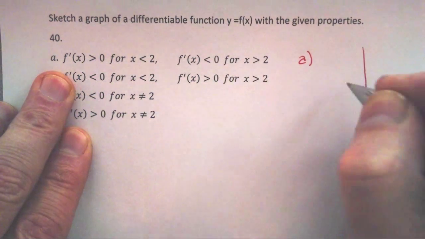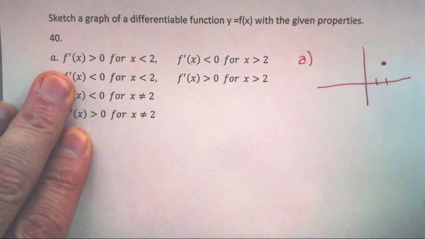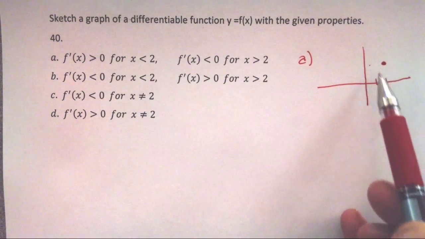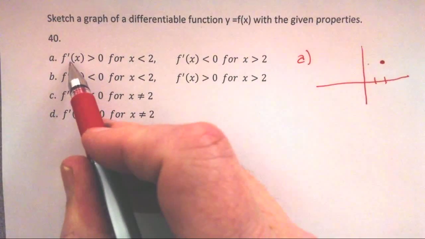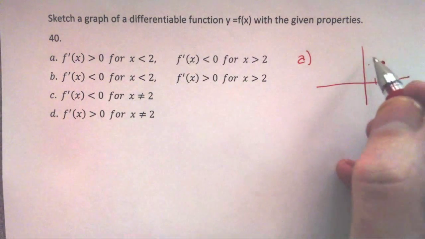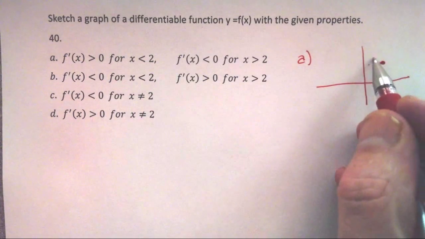Now, I don't know where I'm at 2, so I'm just going to put it somewhere. There's 2. I can put it down here, up here, I can put it on the axis, so I'm just going to put it up here. But I want my slope to be bigger than 0 to the left of 2, so I got to be going up this way.